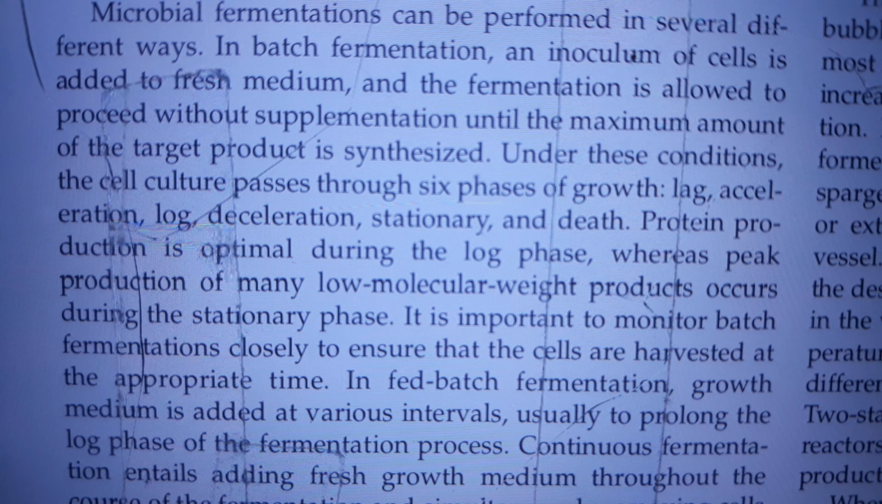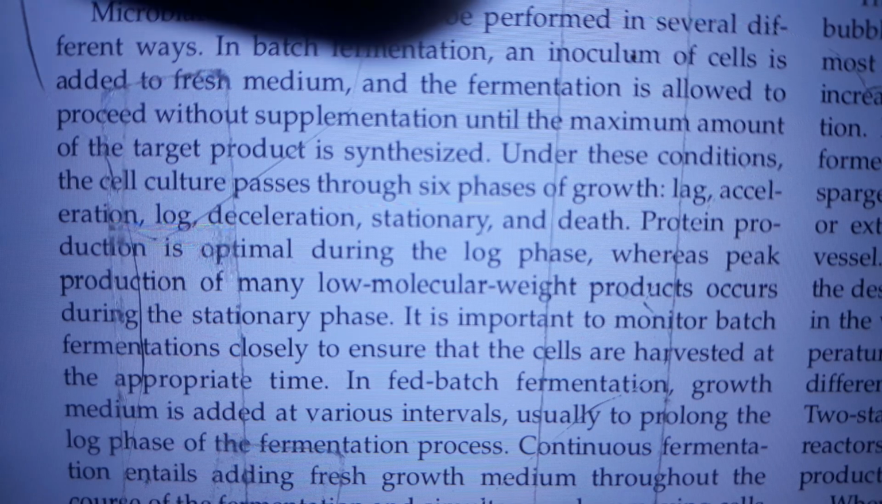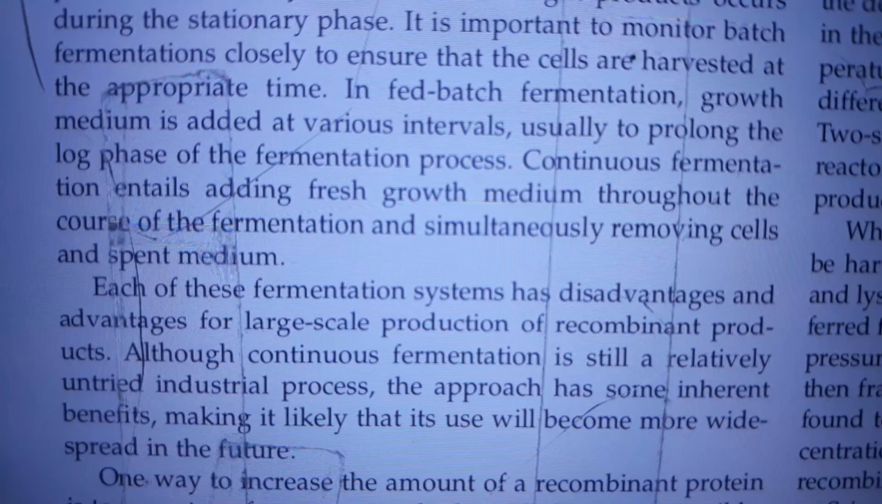Protein production is optimal during the log phase, whereas peak production of many low molecular weight products occurs during the stationary phase. It is important to monitor batch fermentations closely to ensure that the cells are harvested at the appropriate time. In fed batch fermentation, growth medium is added at various levels, usually to prolong the log phase of the fermentation process. Continuous fermentation entails adding fresh growth medium throughout the course of the fermentation and simultaneously removing cells and spent medium.